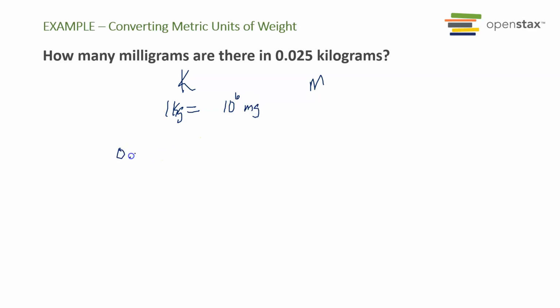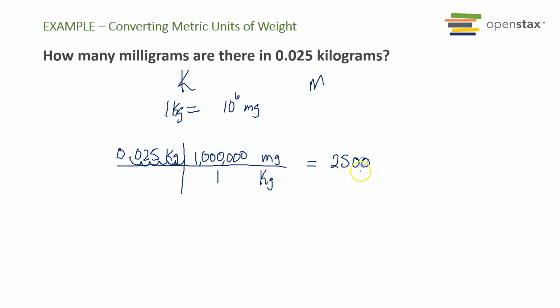So from the table, that's 0.025 kilograms. And then we want kilograms on the bottom, and we want milligrams on top. So a kilogram, and then 1,000,000 milligrams. And so this is moving the decimal place 6 places. So 1, 2, 3, 4, 5, 6. So that's going to be 25,000 milligrams, because you're going to end up with here 3 placeholder zeros.